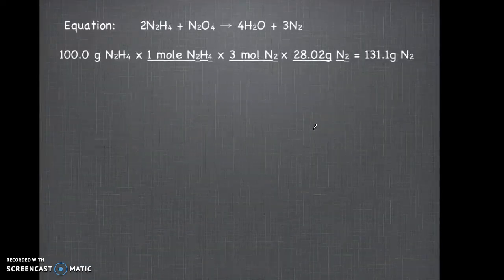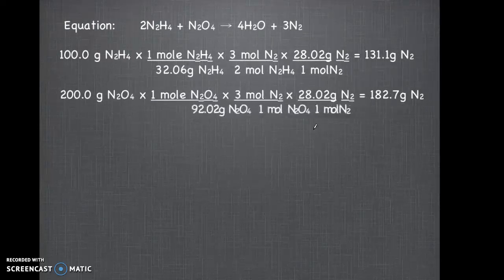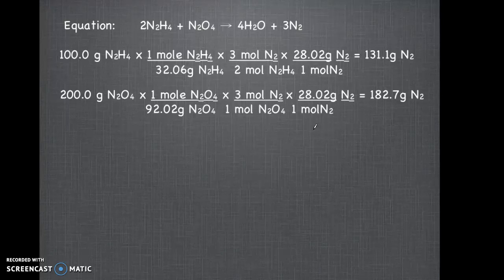So let's look at our chemical equation again, which you already wrote down. These are the two stoichiometry setups that we already did. And one more time, the N2H4 is your limiting reactant. The N2O4 is your excess reactant. And we're trying to figure out how much of the 200 grams is actually left over.